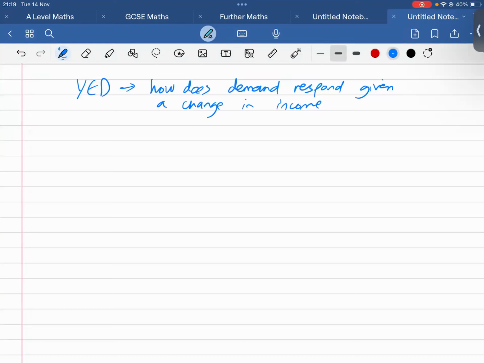YED is how does demand respond given a change in income? Okay. So some things, if income goes up, demand goes up. Some things, if income goes up, then demand goes down. Okay. So if you got a raise, what would you buy more of? What would you buy less of? Would I buy more, I guess, demerit goods, I think? Don't worry about demerit and merit. Just think about real life examples.